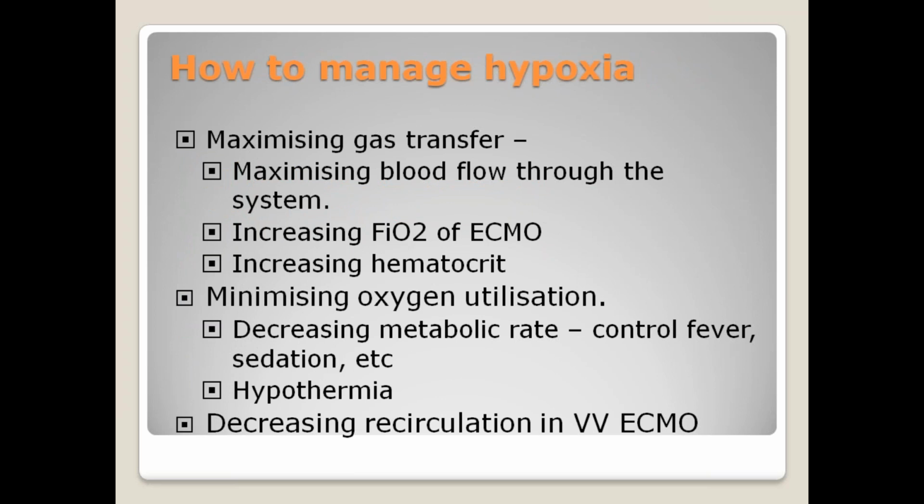So how will you manage this hypoxia? See, hypoxia we usually see more in VV ECMO as compared to VA ECMO. So what we do, we maximize the blood flow through the ECMO, so we increase the ECMO blood flow, and the hypoxia will improve. Increase the ECMO FiO2: usually we keep it at 100, so there's no need of increasing further. Suppose we are in weaning mode and the patient develops hypoxia, you have to increase the FiO2 again to 100. If nothing is happening, then you can increase the hematocrit.